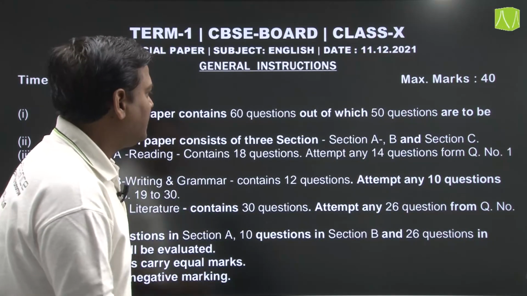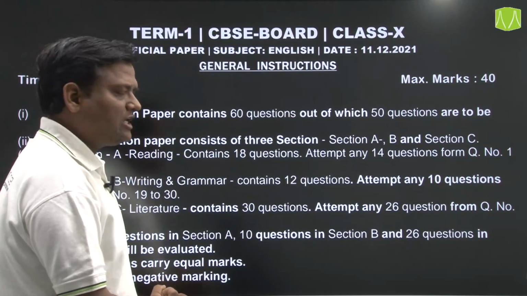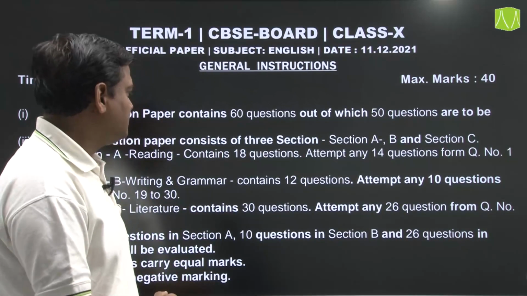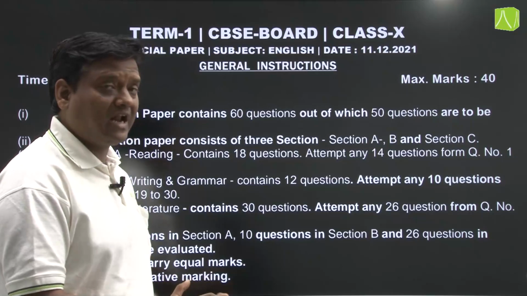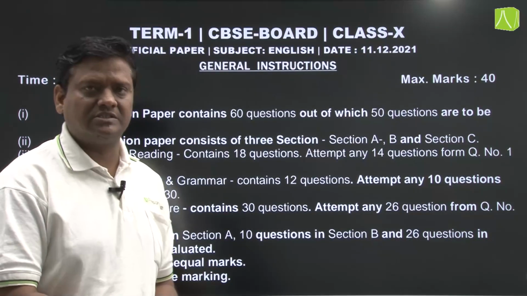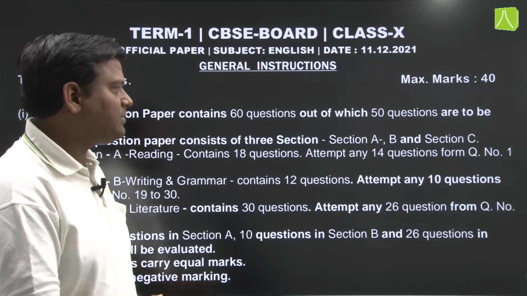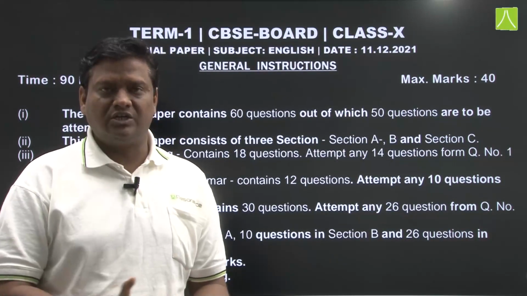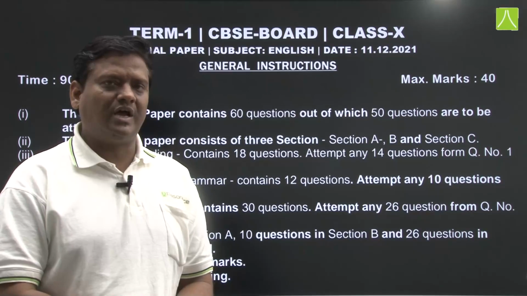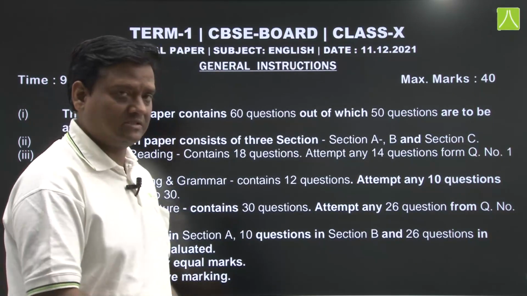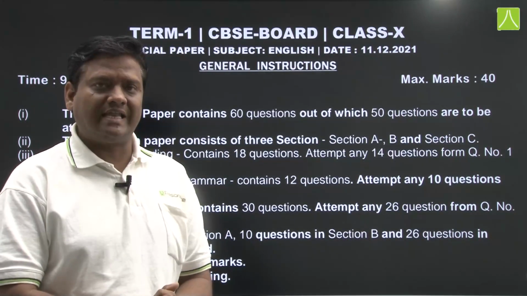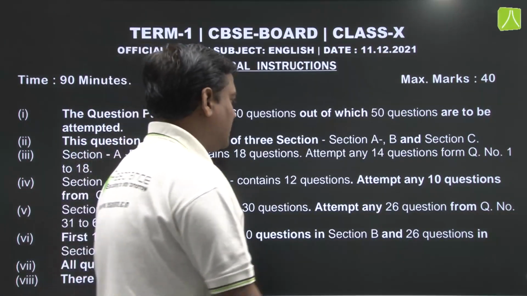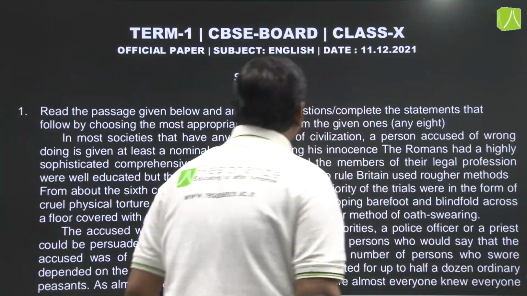In section A we have a total of 18 questions, out of which we are to attempt 14 questions. In section B, writing and grammar, we have a total of 12 questions, out of which we are to attempt 10 questions. In section C, we have a total of 30 questions, out of which we are to attempt 26 questions. All questions carry equal marks. There is no negative marking. So let's start with section A.